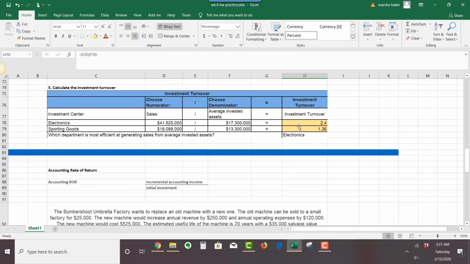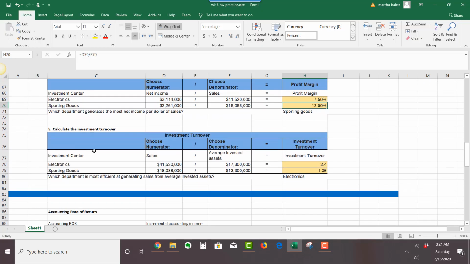All right, and the last thing we're going to do is calculate the investment turnover. So we're going to take the sales divided by the average invested assets. So 17.3 million into 41,520,000 goes 2.4 times. And the average invested assets 13.3 into 18,088,000 goes 1.36 times. So clearly the electronics department is a little more efficient in their operations.